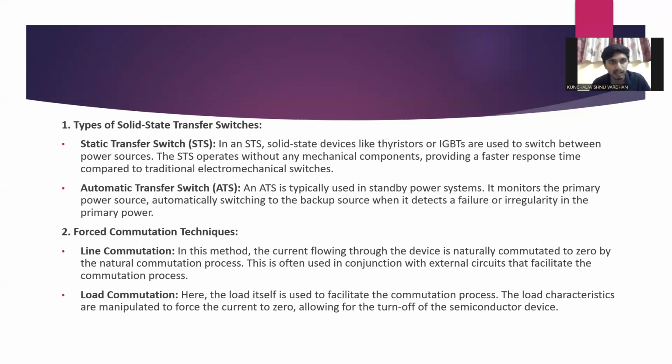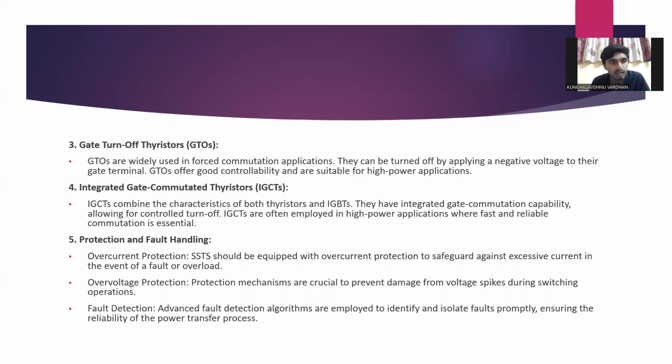Forced commutation techniques. Line commutation. In this method, the current flowing through the device is naturally commutated to zero by the natural commutation process. This is often used in conjunction with external circuits that facilitate the commutation process. Load commutation. Here, the load itself is used to facilitate the commutation process. The load characteristics are manipulated to force the current to zero, allowing for the turn off of the semiconductor device.